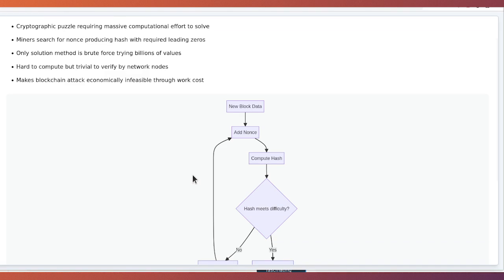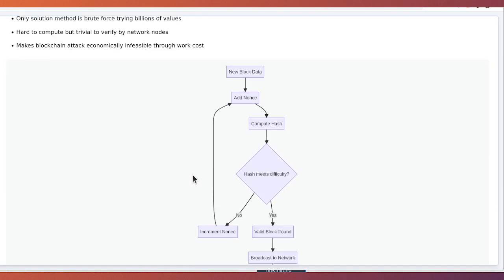The only way to find such a hash is through brute force, trying different nonce values until you get lucky. On average, miners must compute billions or trillions of hashes before they find a valid one. This requires massive computational power and electricity, which is why it's called proof of work. You're proving you did the computational work.